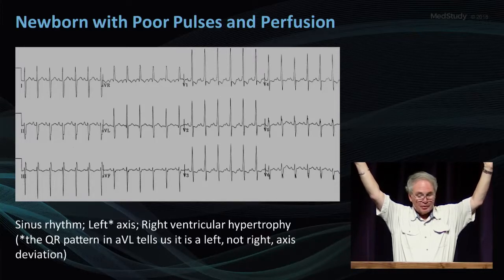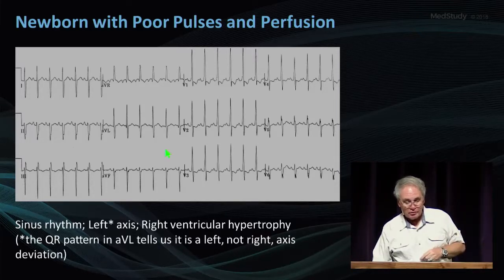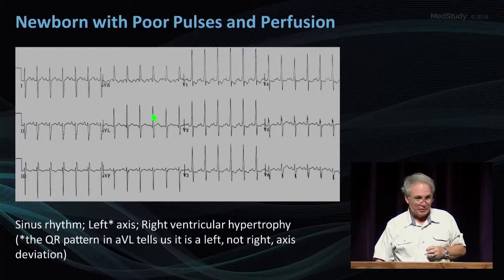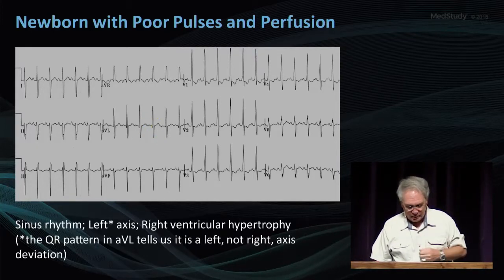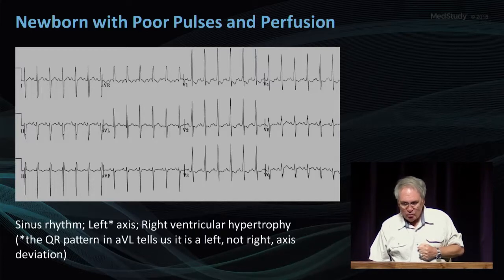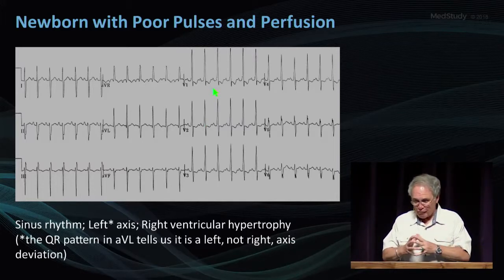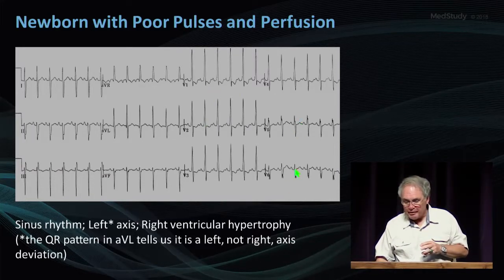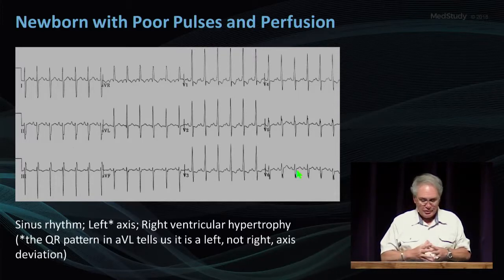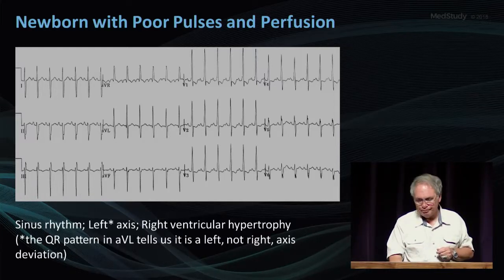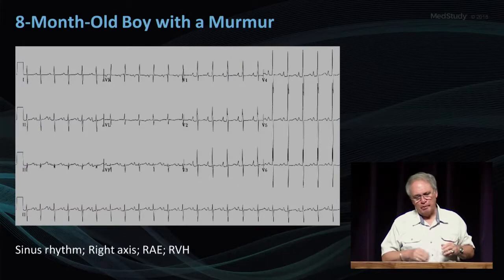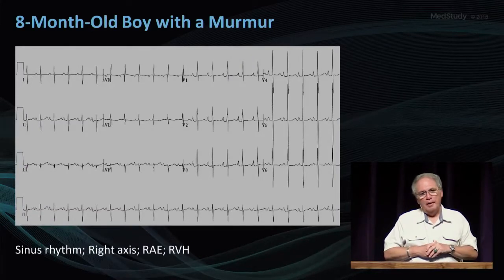In this case, it happens to be pointing more towards the left lead, AVL, so this is a left axis deviation, okay? In addition, we see very abnormally tall R waves in V1 and V2. V1 and V2 look at the right ventricle, with little reciprocal negative deflections in the left side. This is right ventricular hypertrophy. This happens to be a child with hypoplastic left heart syndrome. Okay, systematic approach. How about this one?